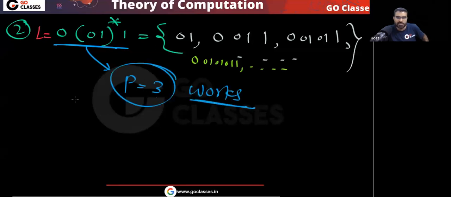Did anyone get this answer? I gave you this question as homework. Did you get this answer? Did you do the correct analysis? Yes, the answer will be P equal to 3, but did you do the correct analysis? Okay, very good. So I can say P equal to 3 works.